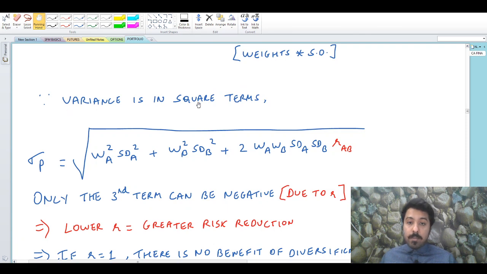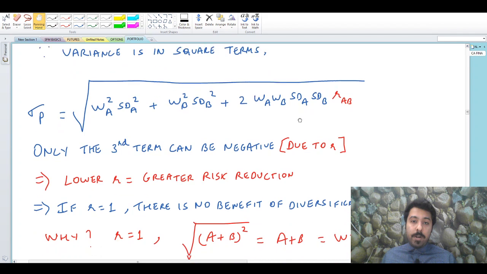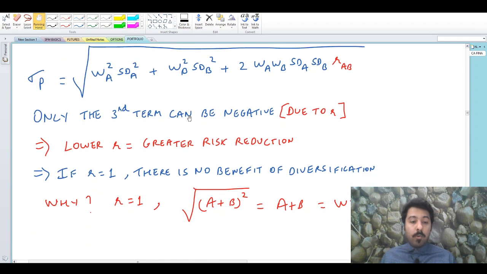And since variance is in square terms, we get weight of A squared, standard deviation of A squared, weight of B squared, standard deviation of B squared, plus 2 into weight of A, weight of B, standard deviation A, standard deviation B into RAB, written in red since I want you to focus on it, right? And since we are calculating standard deviation, therefore under root, right? And only the third term here can be negative. Why? Since r can be negative, right?